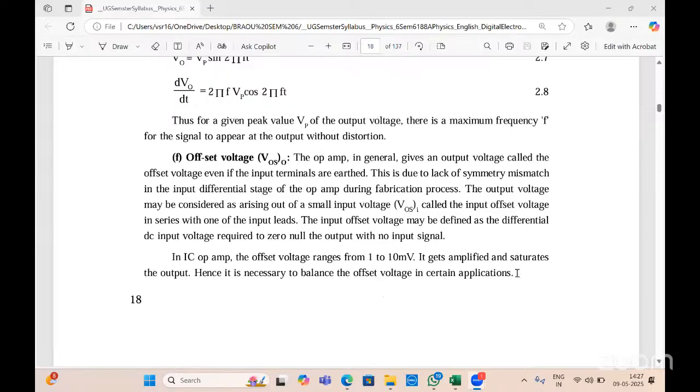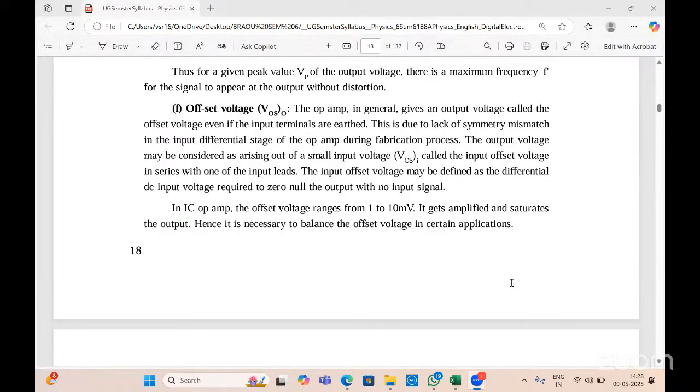So the rate with respect to time may give a peak value of the output voltage, and there is a maximum frequency f for the signal to appear at the output without distortion.